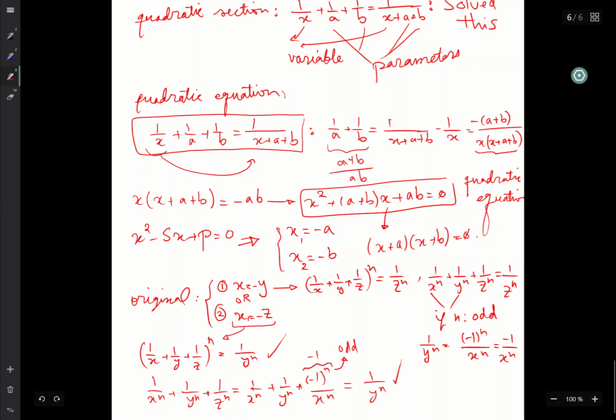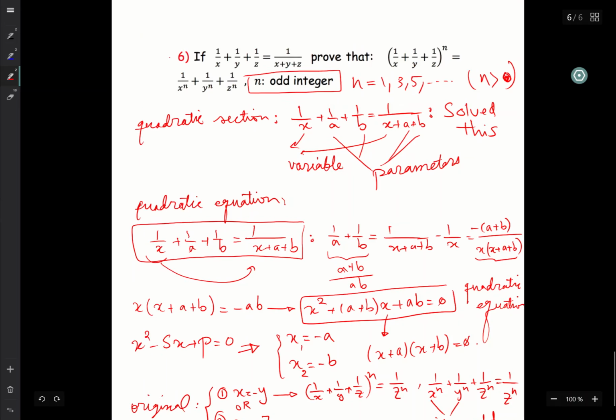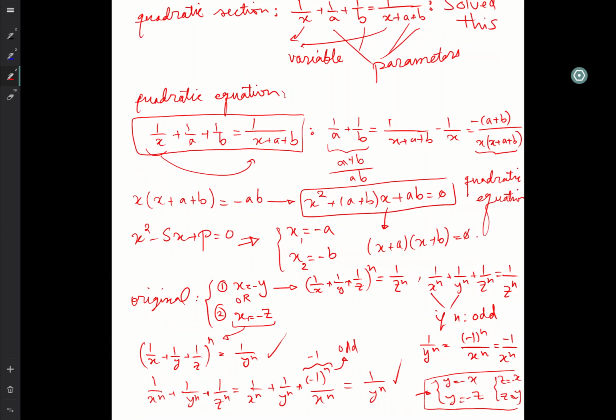Now obviously there are other cases. For example, if we take y as variable, then we have y either minus x or minus z, and if we take z as variable, then we have z equals negative x or z equals negative y. And it's very easy to show that in these cases also the equality holds. Okay, so that concludes our challenge problems on polynomials. Thank you for your attention.